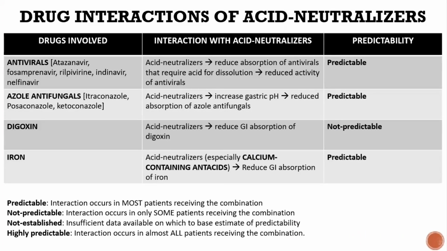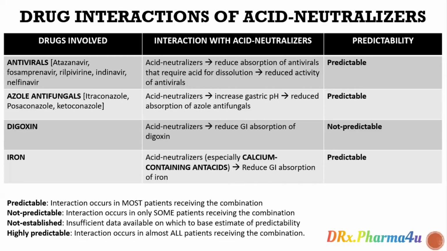If you look at the drug interactions of acid neutralizers, there are some examples given here. Before I go to the examples, please look at the 4 things that I have mentioned below. One is predictable, one is not predictable, one is not established, and one is highly predictable. So this actually means we are looking at the predictability. Predictability is identified by how many patients have suffered from this interaction, so based on how common it is, we are determining the predictability.